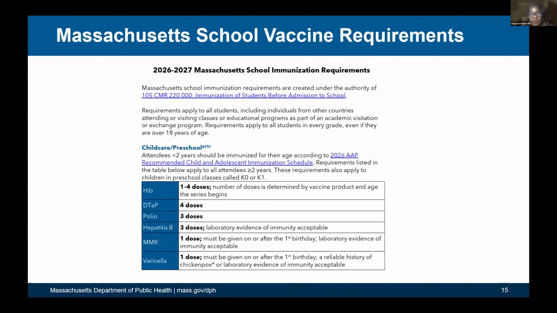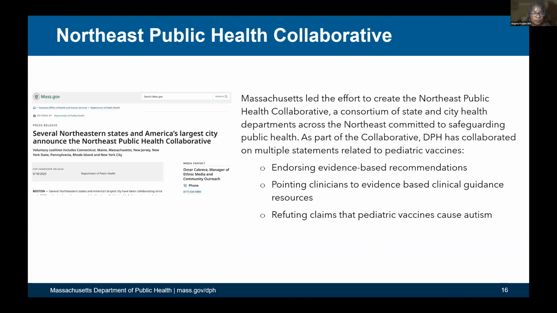We get questions about the school vaccine requirements. The school vaccine requirements are always state regulated under state law, and those have not changed at all. So we have here our school vaccine requirements for entry into school or camp. Those have not changed. It's not the same as what would be recommended for routine vaccinations. There are other vaccines included, but these are the bare minimum that a child would need to register for school.